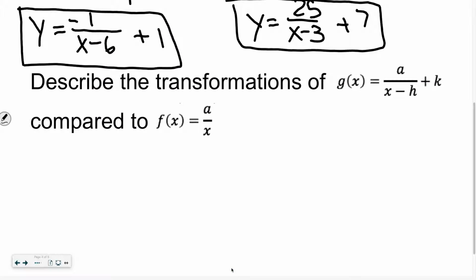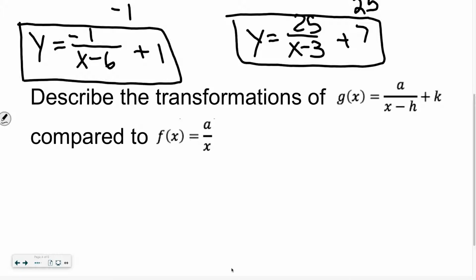Okay, there will be a follow-up question where it says, describe the transformations of your new equation, where you rewrote it in the form a over x minus h plus k, compared to f of x equals a over x. Now, look at these two equations. What's the only thing that is different about them? h and k. So if I'm asking you about the transformations from a over x, all you have to say is what h and k are doing.